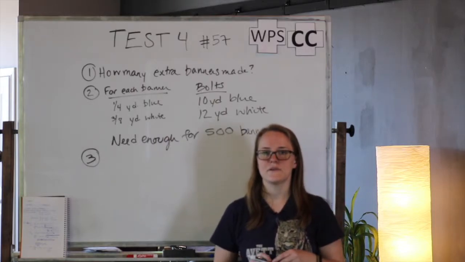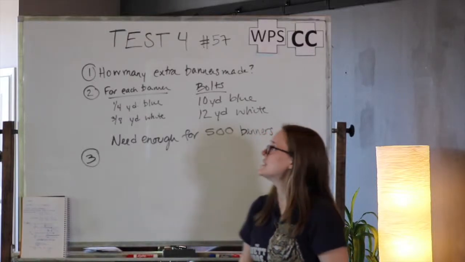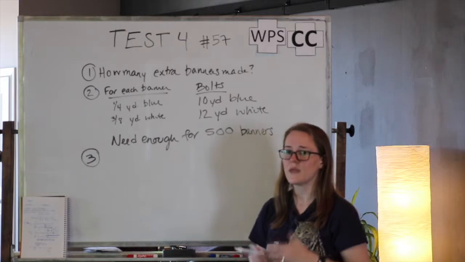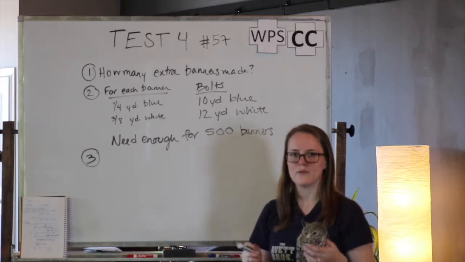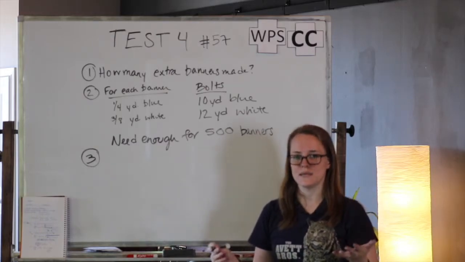So the first step is always to read the whole question and figure out what are we trying to solve. In this case, we want to know how many extra banners did they make. Then we're going to do step 2, where we go through the whole question, one sentence at a time, and organize all the information we have.